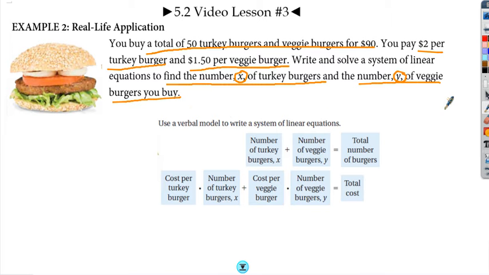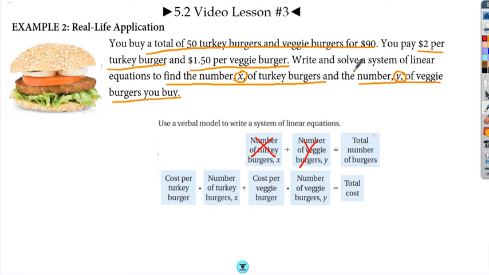So here we go. You have number of turkey burgers, and it's X because we actually have to find it. We don't know how many turkey burgers. We just know that it is represented as X. So we're going to leave it as X. The number of veggie burgers is in Y. So we're going to write it as Y because we don't know how many veggie burgers.